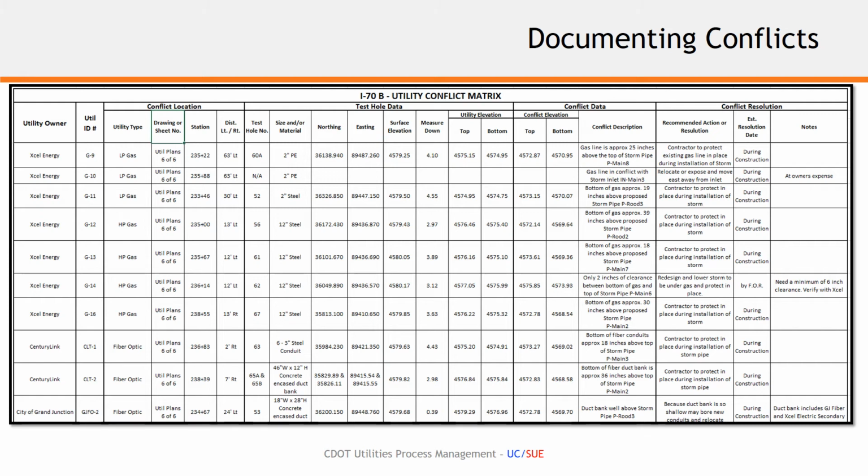And so the goal of our matrix is to identify survey information on the utility and what the elevation conflict is, and then the description and a resolution, and then when will this estimated resolution date transpire. So is it during construction? Is it early relocation, by FOR, by 90%, etc.